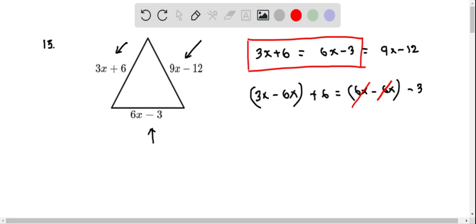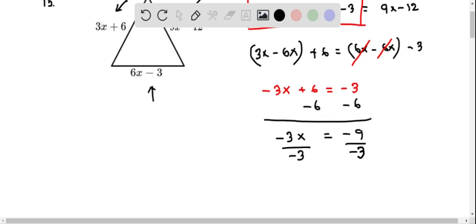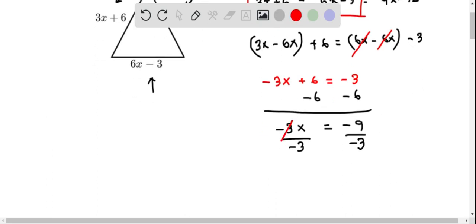Therefore, we have 3x minus 6x is negative 3x plus 6 equals negative 3. We have to solve for x, so we subtract 6 from both sides. When I do that, I get negative 3x equals negative 9. Now I divide both sides by negative 3 so that I solve for x. Negative 3 cancels with negative 3, and negative 9 divided by negative 3 is 3. So we can say that x is equal to 3.